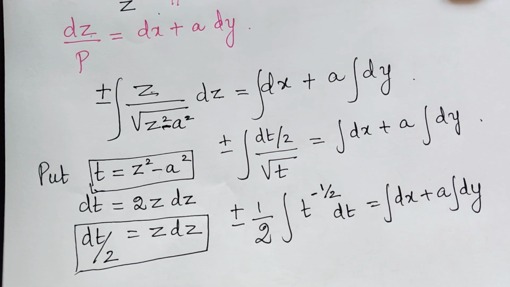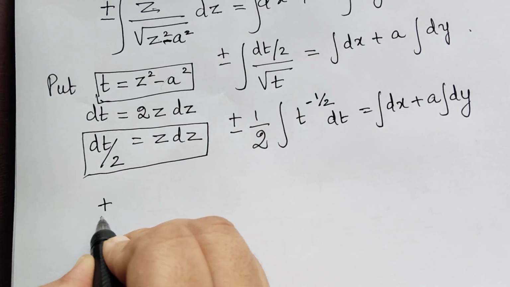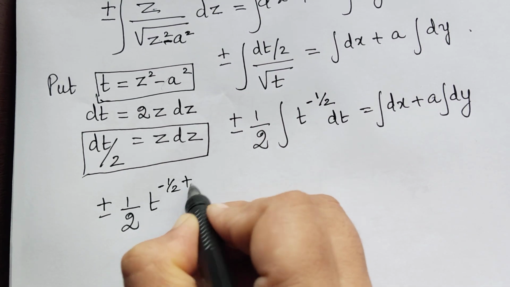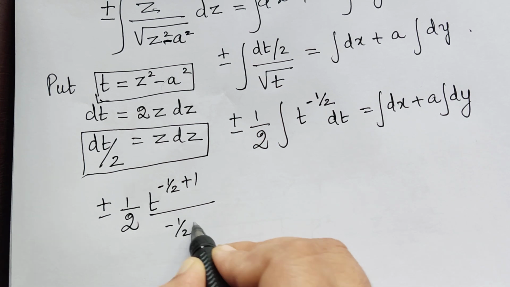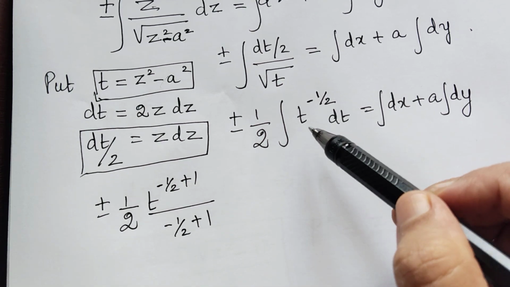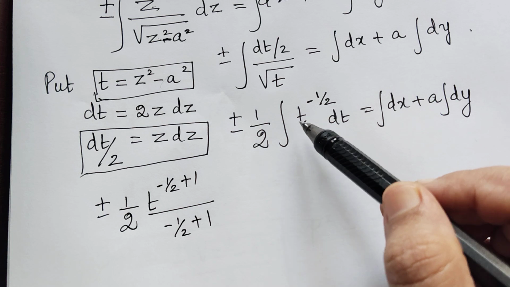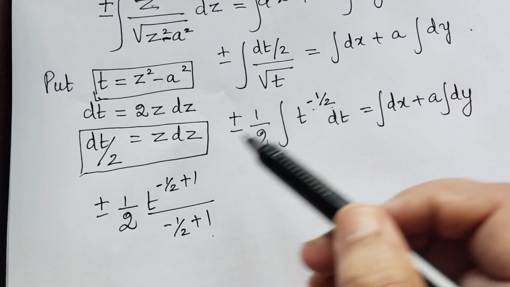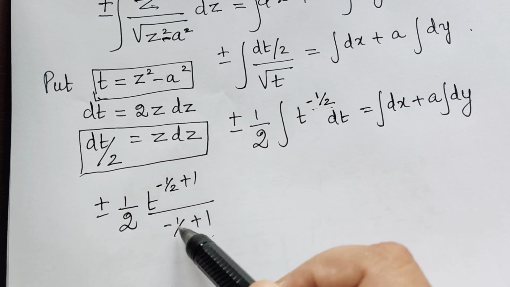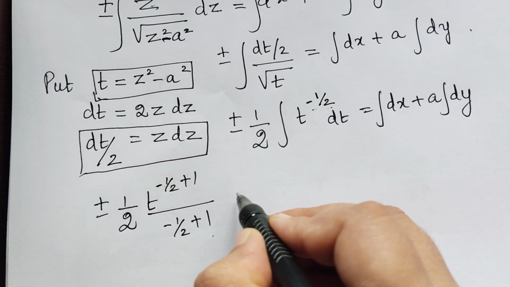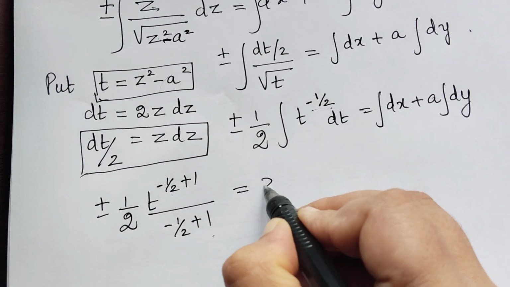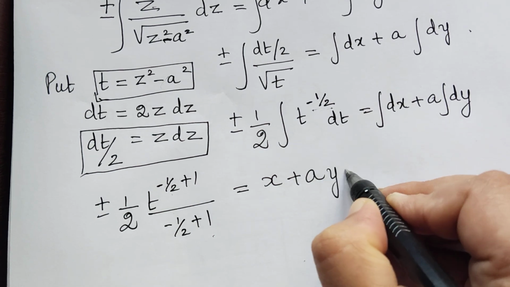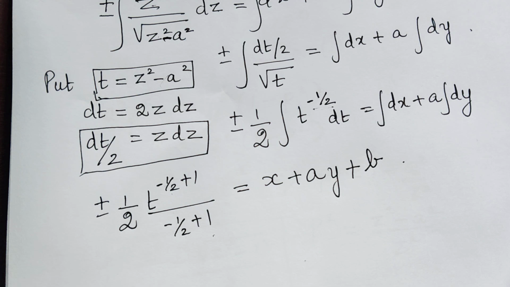Now let us integrate. So this will be plus or minus 1 by 2 t to the power negative 1 by 2 plus 1 divided by negative 1 by 2 plus 1. We are using the formula integral x power n, which is x power n plus 1 divided by n plus 1. Here the value of n is negative 1 by 2. This is equal to the integration of dx is x plus a multiplied with the integration of dy is y plus a constant of integration which can be taken as b.